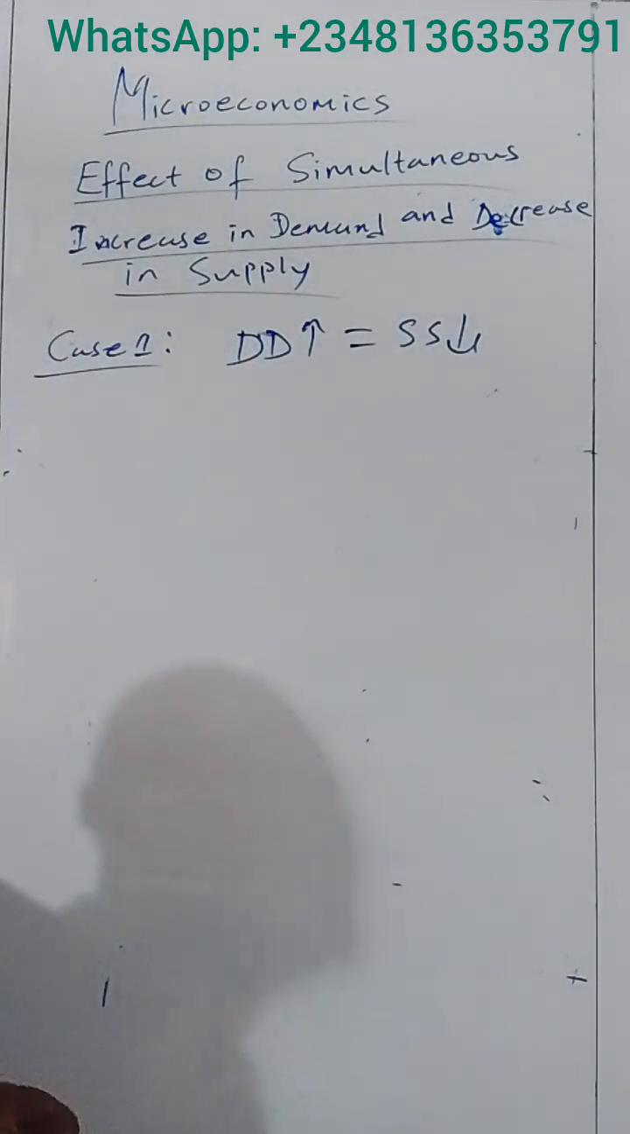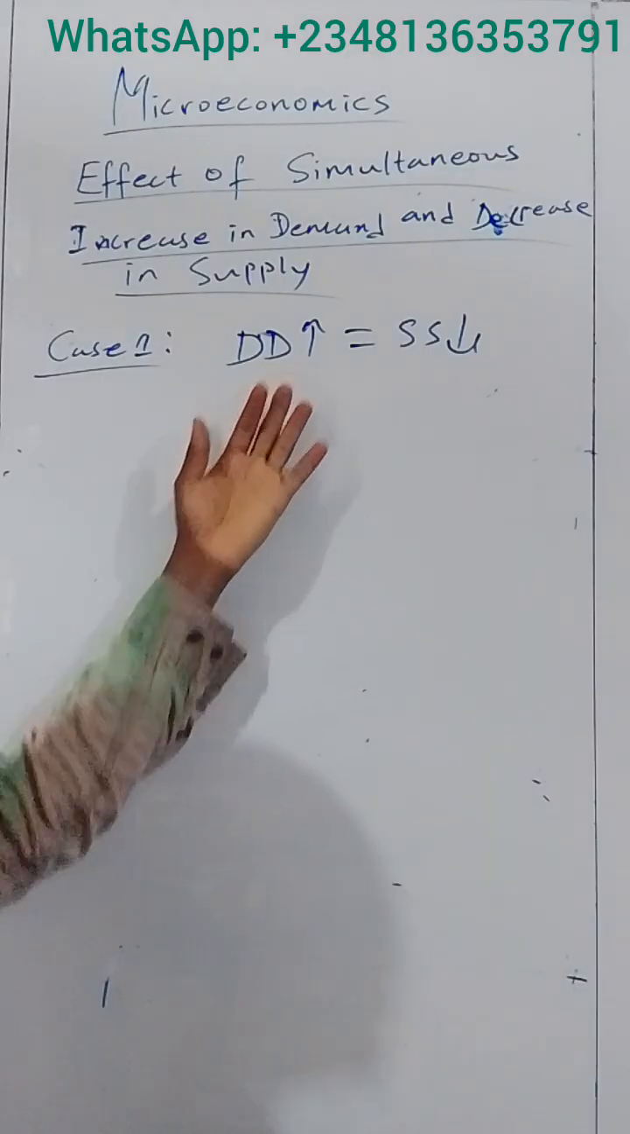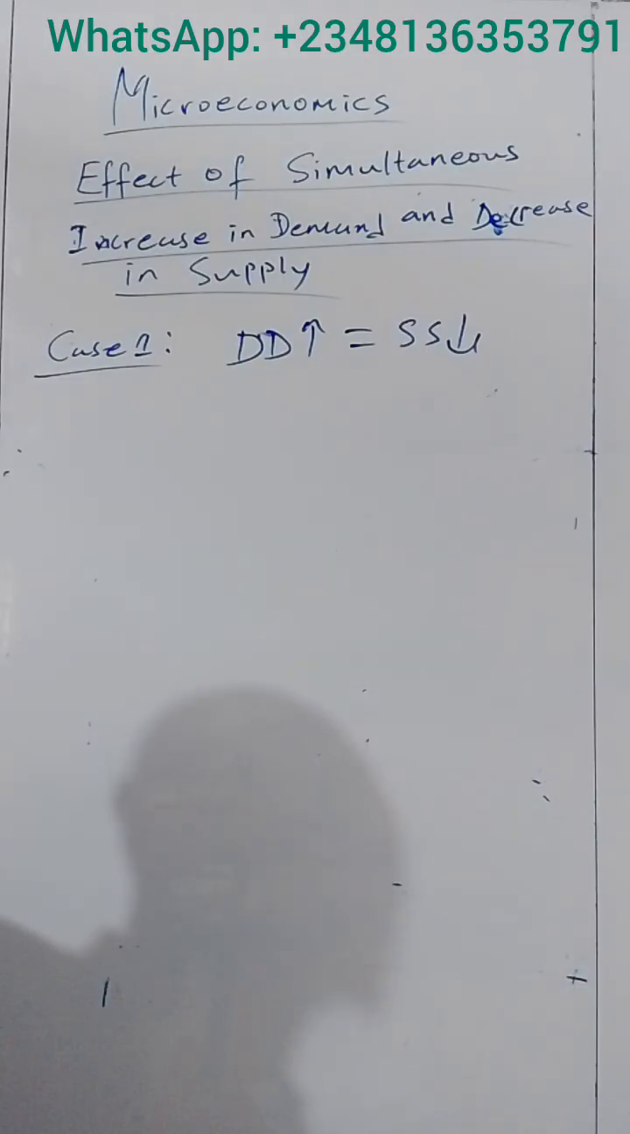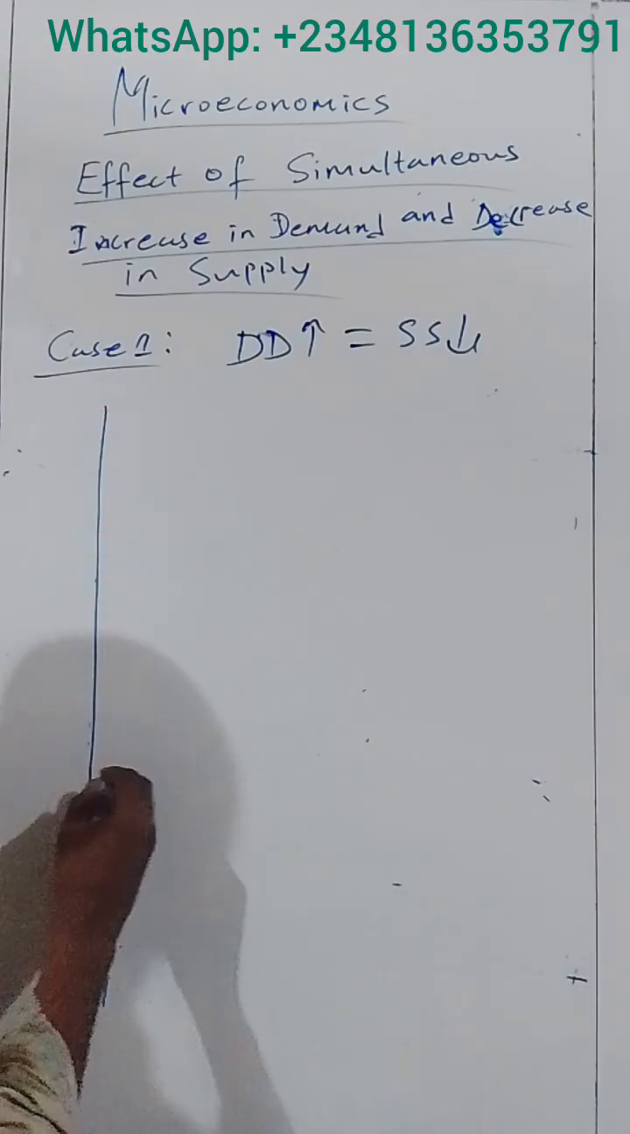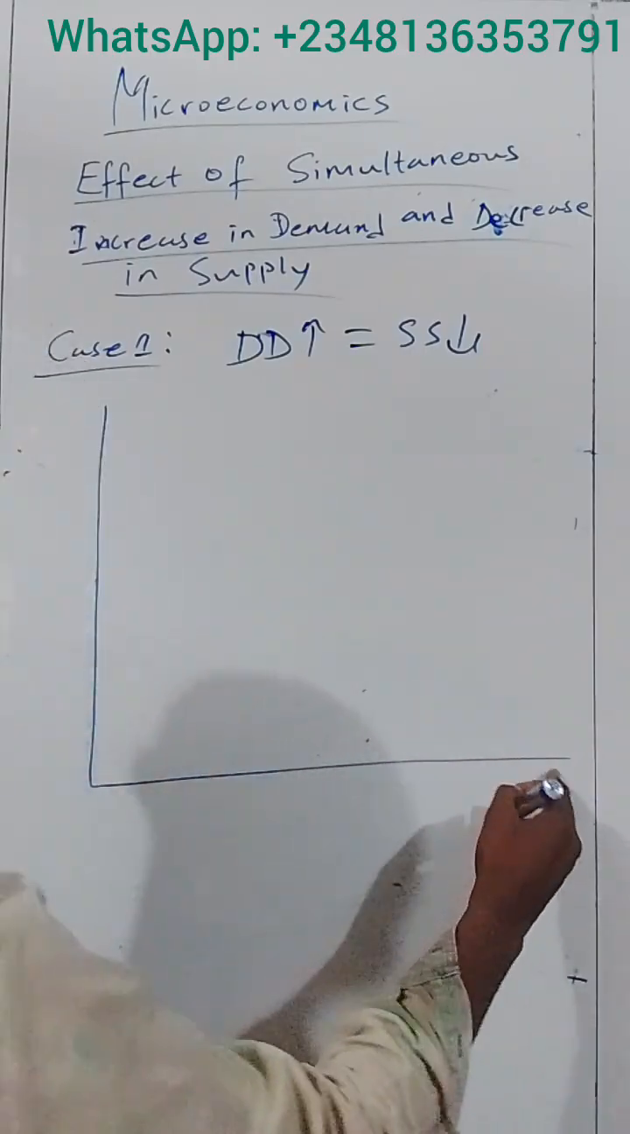In this class, I'll be showing you the effect of a simultaneous increase in demand and decrease in supply. We're dealing with case 1, a situation whereby the increase in demand is equal to the decrease in supply. Let's have our equilibrium, the initial equilibrium. We have to draw the initial equilibrium.